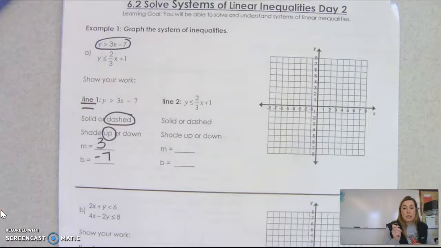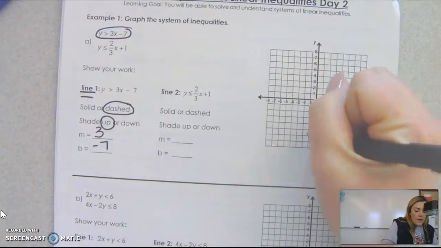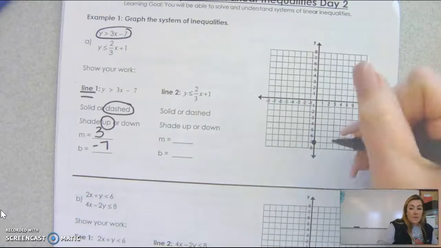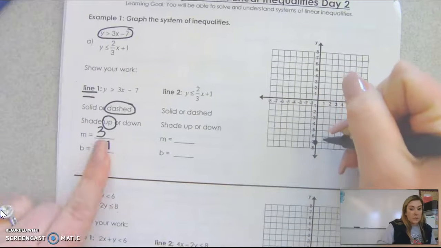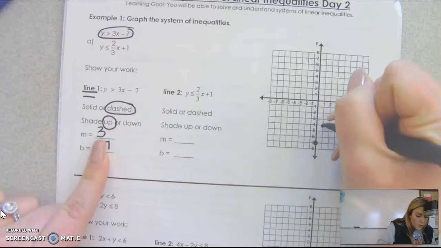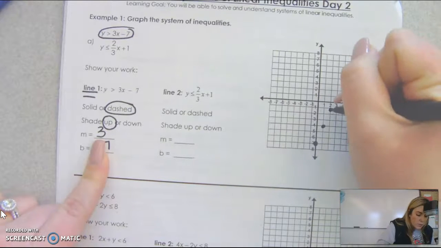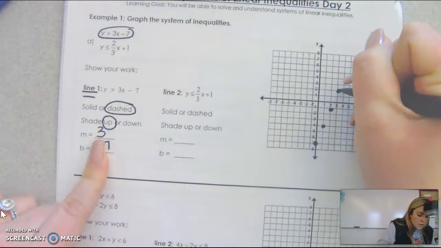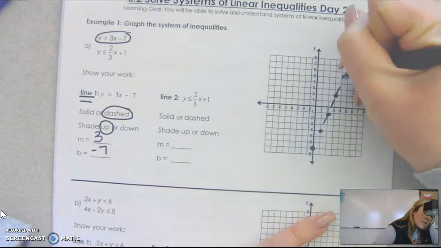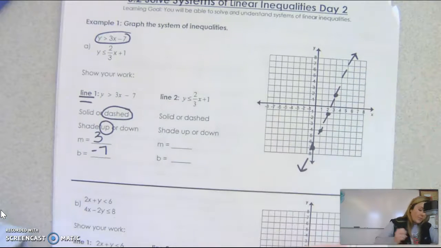So now we're going to use this same color and graph our line. I'm going to go down 7 and put a point. That's my b, where I begin. And then from there, I'm going to use my slope to move. So my slope is 3. I'm going up 1, 2, 3, right 1. And I want to make sure I make at least 3 points. Now it says that my line is dashed, so I want to make sure that I make that dashed line going through the points.